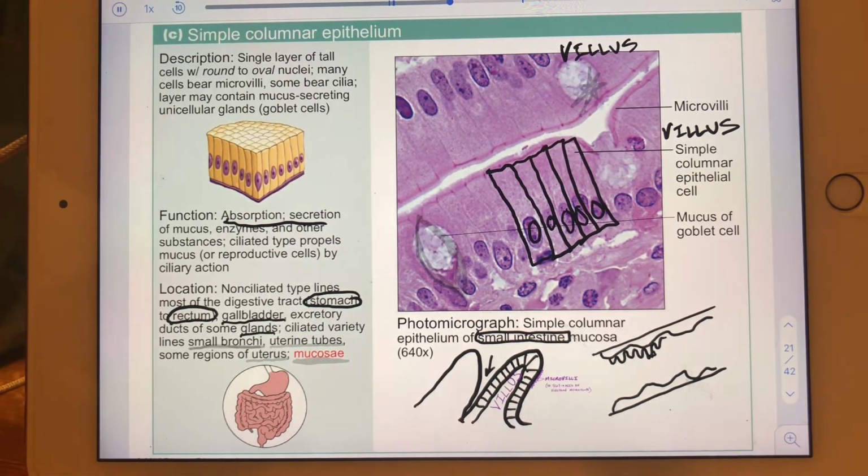It is possible for simple columnar epithelium to feature cilia, but we only see that in the very distal, smallest respiratory tubes, in the fallopian tubes or oviducts, and in some parts of the uterus. So it's very uncommon. It's much more common to find cilia associated with pseudostratified columnar epithelia. And I think that's our next slide, actually.